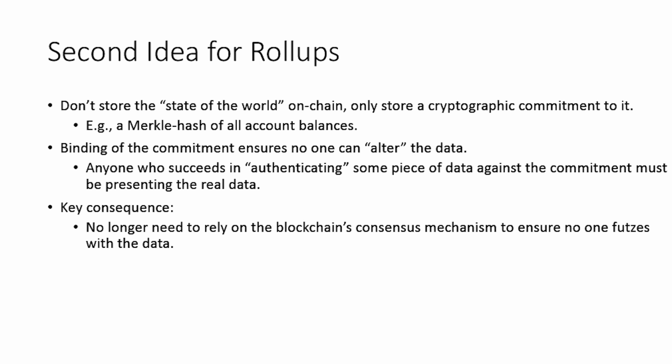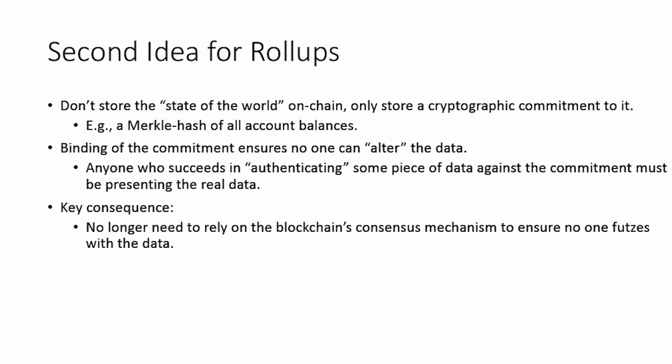So we're not going to store the state of the world on chain. We're only going to store a cryptographic commitment to it. You can think of this as often just a single hash value, 256 bytes or something. So the binding nature of the commitment scheme will now ensure that once the commitment is on chain and everyone agrees on it, no one can alter the data that's committed to. So if someone comes and says, here's a piece of data that's consistent with this commitment, and here's the authenticating information that establishes this consistency claim, the cryptography is ensuring that their claim is true, and indeed this is the data that was committed to by the on-chain commitment.